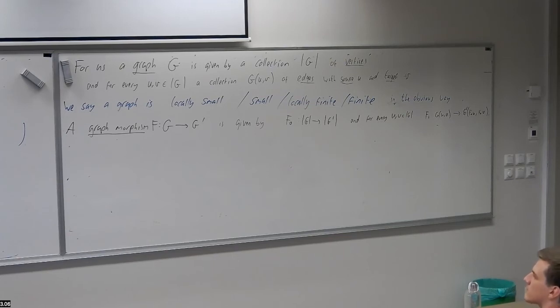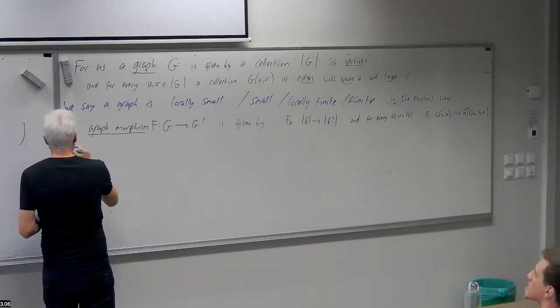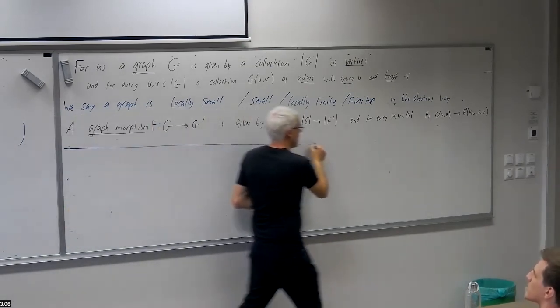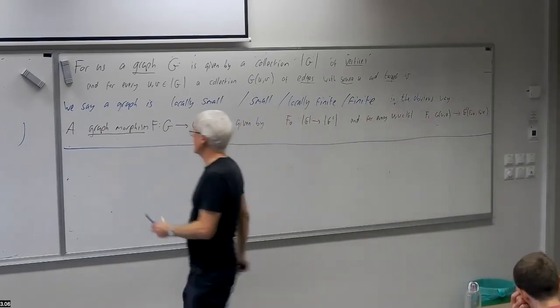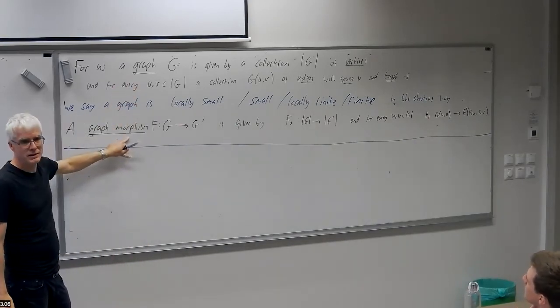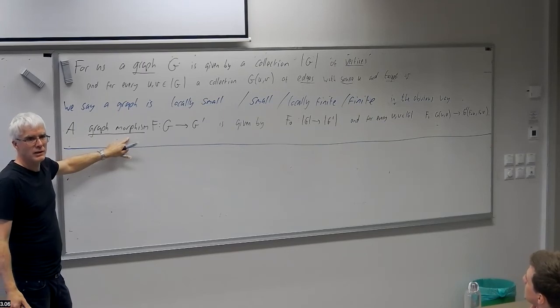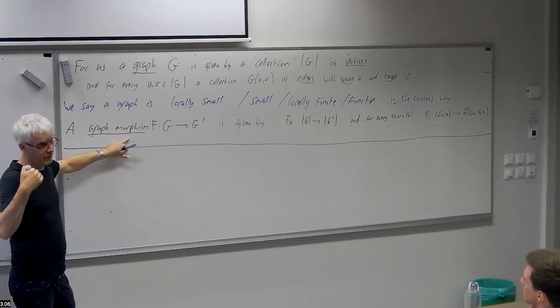Can be easily written as graphs in that sense. Right. So here we have a category of graphs and graph morphisms. It's clear that any category is a graph, and any functor between categories is a graph morphism.